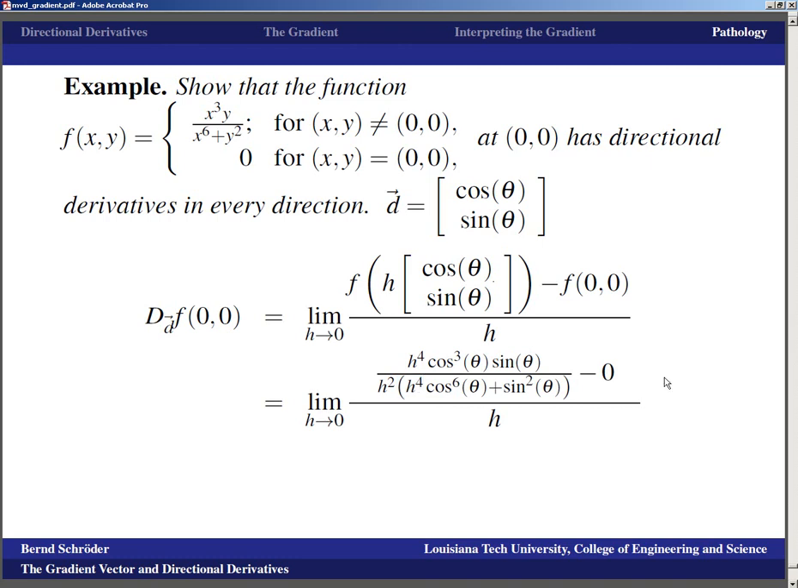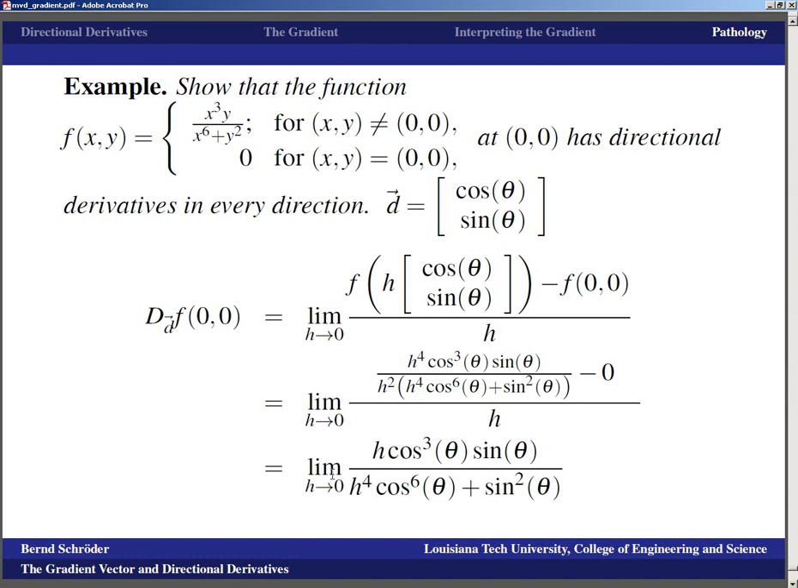And when I simplify that, I have a division by h squared and another division by h, so ultimately I divide by h cubed, and I get the limit as h goes to 0 of h cosine cubed theta sine theta divided by h to the fourth cosine to the sixth theta plus sine squared theta. And I claim that that limit is 0 independent of theta.